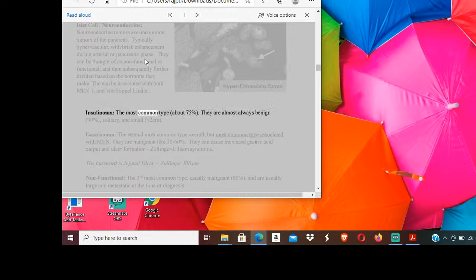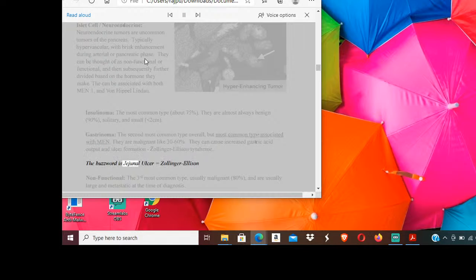Insulinoma, the most common type, about 75%. They are almost always benign, 90%, solitary, and small, less than 2 centimeters. Gastrinoma, the second most common type overall, but most common type associated with MEN. They are malignant like 30 to 60%. They can cause increased gastric acid output and ulcer formation, Zollinger-Ellison syndrome.